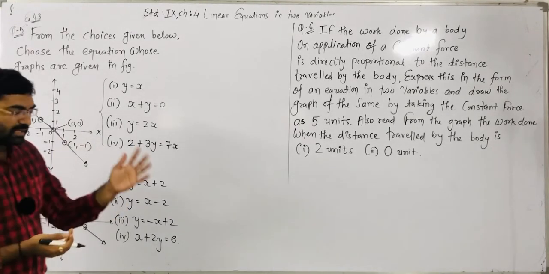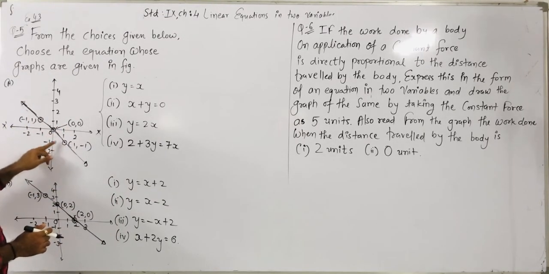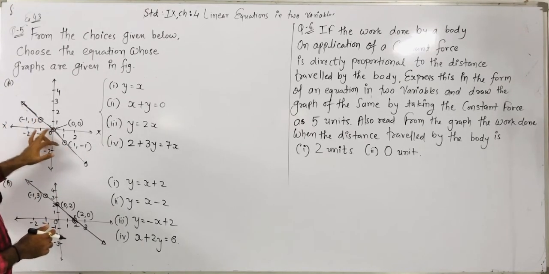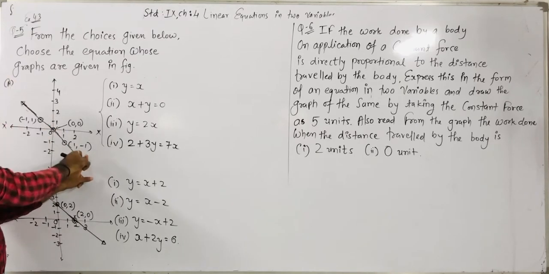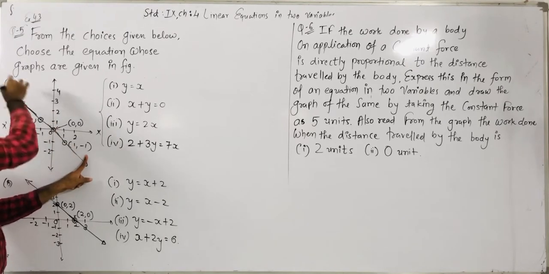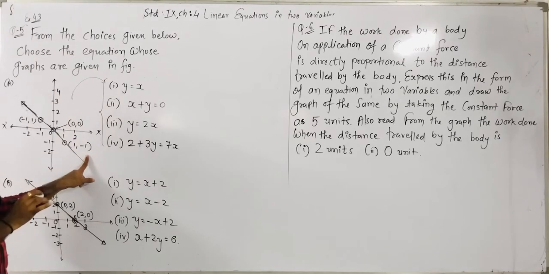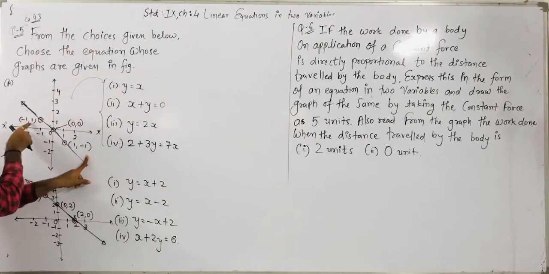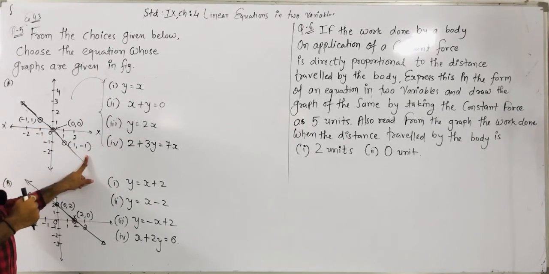See, in our previous period we defined that on a straight line there are points which are solutions of that straight line. These points on the straight line, (-1, 1), (0, 0) and (1, -1), are solutions of that line, or we can say these points lie on that straight line. So whenever we have to find the equation of a graph, that equation must be satisfied by all these solutions, right?